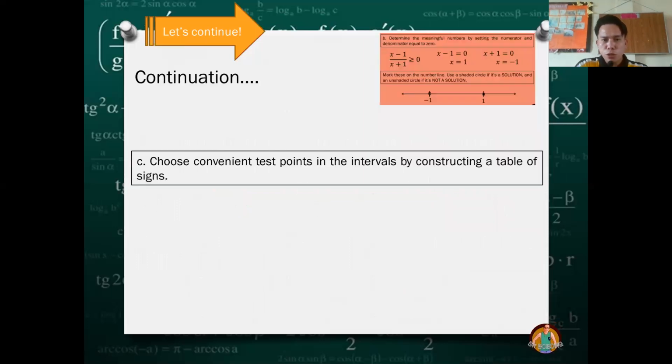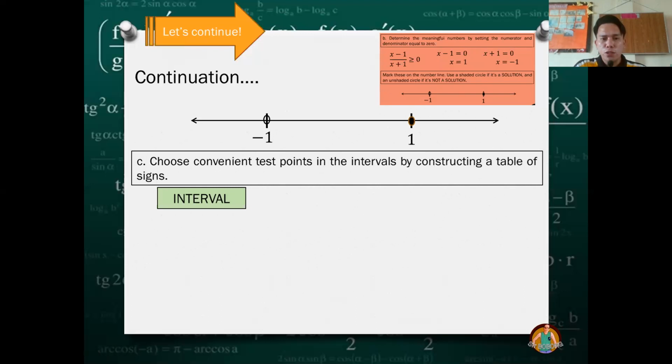For letter C, choose convenient test points in the intervals by constructing a table of signs. So, gagawa tayo ng table of signs. Okay? So, gagawa tayo ng table of signs based on our number line. So, our interval, so we'll have 3 intervals there based on our number line. So, this one, ano yung value ng x natin dyan? Of course, our x there is less than negative 1.